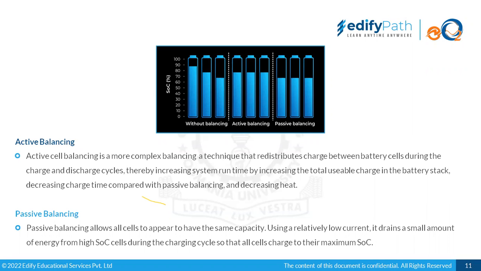So this imbalancing can be corrected through either active balancing or passive balancing. So what is active balancing? Active balancing normally happens during charging. It can happen during charging and discharging both. In active balancing, all the cells which are holding extra voltage or extra charge, that charge is distributed among other cells to bring uniformity in the voltage.